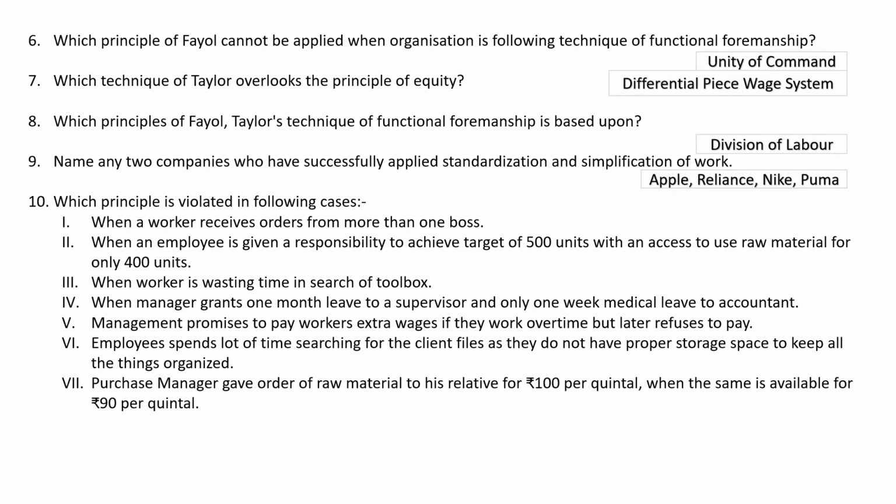First, when a worker receives orders from more than one boss, that means unity of command is violated. When an employee is given responsibility to achieve a target of 500 units and he can access raw material for only 400 units, that means more of responsibility and lesser of authority. It is authority and responsibility.